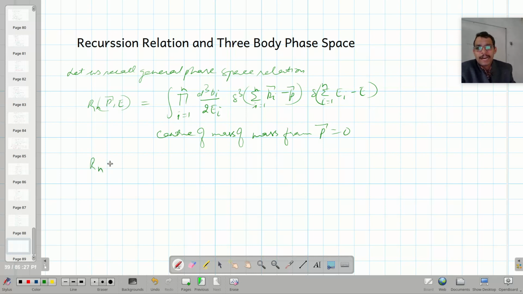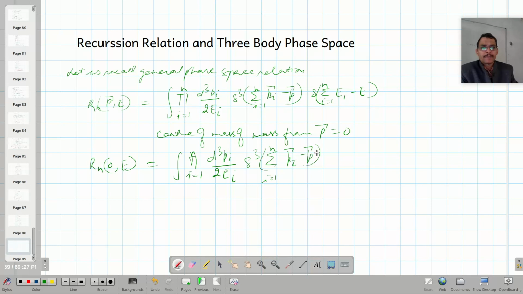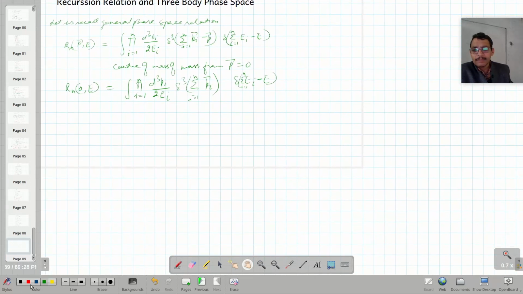So if I put it like this, then Rn(0, E) can be written as the product i from 1 to n of d³p_i upon 2E_i, delta cube of the summation i from 1 to n of p_i, delta of the summation E_i minus E, but P will be 0. So let us write it in a different way.